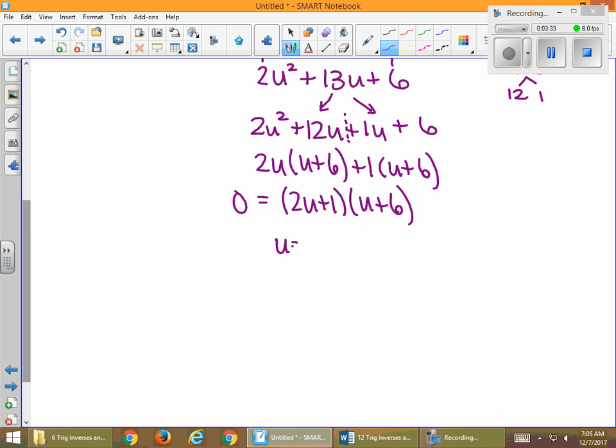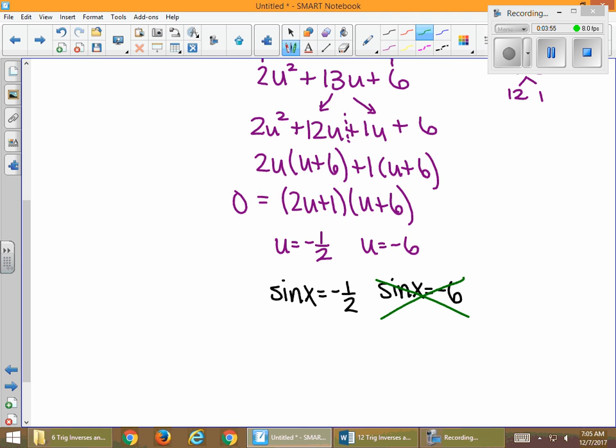So here u is negative 1/2, and u is negative 6, and our u is equal to sine of x. So sine of x equals negative 6 does not give us a solution. Sine of x cannot be equal to negative 6. But we can get a solution out of sine of x equal to negative 1/2.